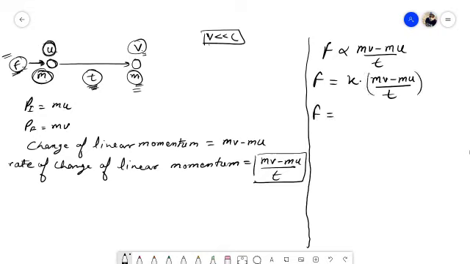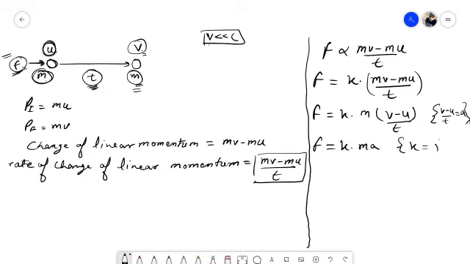Now F is equal to k times, we can take m as common, and this will be v minus u upon t. Now v minus u upon t can be replaced by acceleration, because v minus u upon t is acceleration. So F is equal to k times ma. Now from experiment, the value of k is equal to 1. Therefore F is equal to m into a. So this is the formula for finding out the value of force. Force is equal to mass into acceleration, and this has been derived from the second law of motion. So this formula represents the second law of motion.